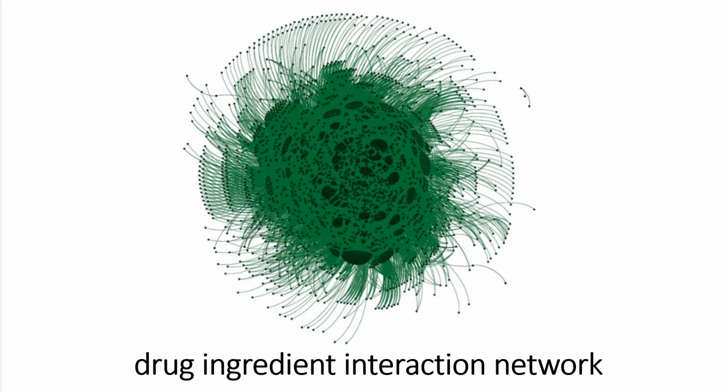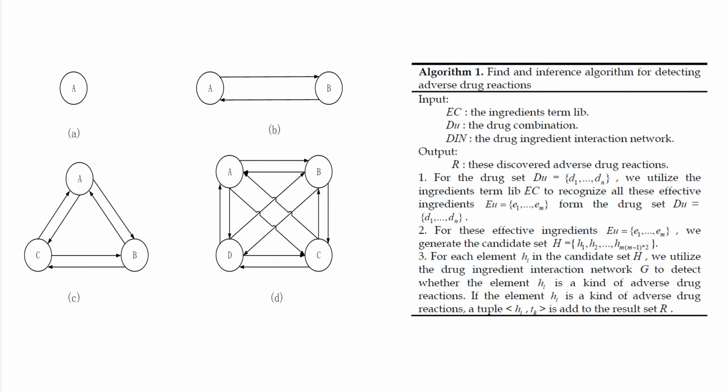And this picture shows the drug ingredient interaction network, which includes more than 2,700 nodes and more than 11,000 edges. With complex network theory, we identify what kind of complex network the drug ingredient interaction network is, and analyze some features of the network. Some important indexes to evaluate a network are graph density, degree distribution, average path length, and so on. With the algorithm here, we can find out the adverse drug reactions.